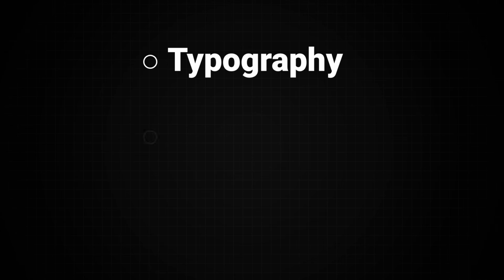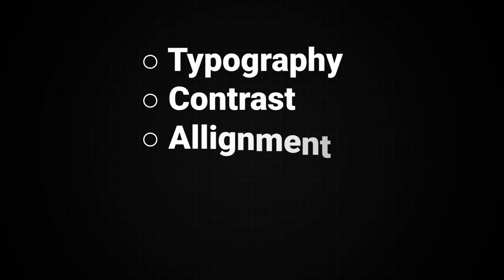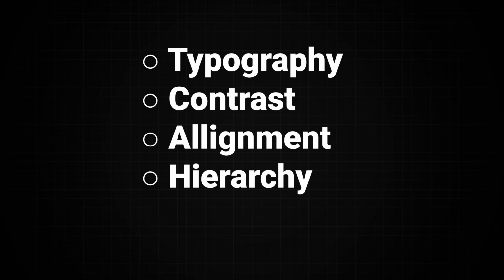And yes, it's going to be a bit longer. So grab a notebook and a pen before you start watching. Now let's get into the video. First of all, let's take a look at these 5 elements. So the first one is typography, second is contrast, third is alignment, fourth is hierarchy, and at last we have color theory. Now let's dive into the first element, that is typography.